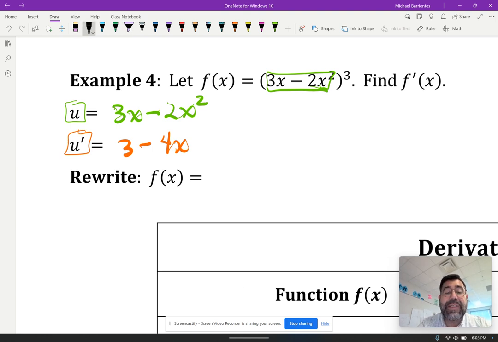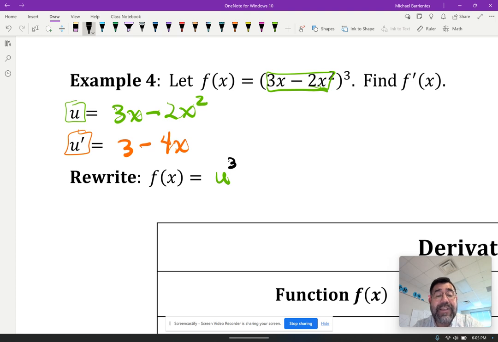Well, we're taking u to the third power. So my function f of x can be rewritten as u to the third, as long as I know that u is this whole expression. Or if I think of it this way, something to the third power. That's my outer function. My inner function is the something.